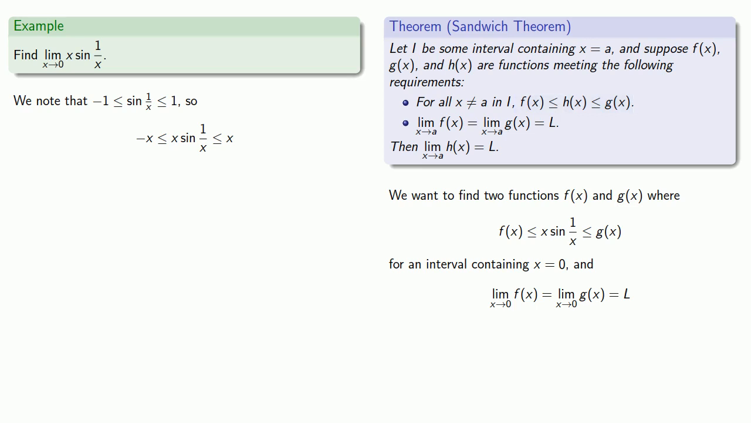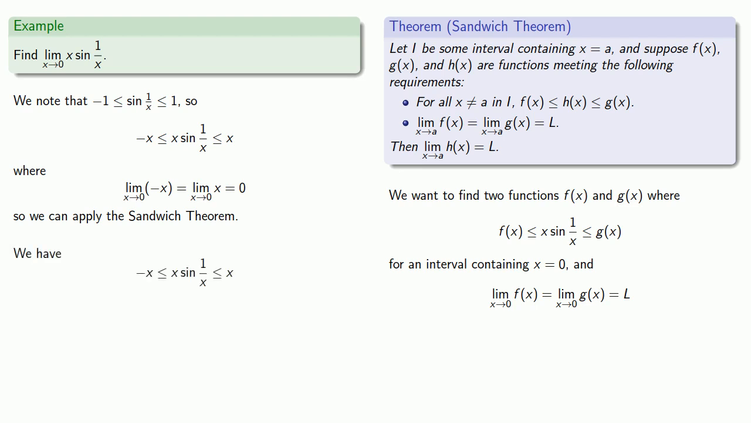But this sandwich is only useful if the limits of the two functions are the same. And here we happen to be in luck, because the limit as x approaches 0 of -x and the limit as x approaches 0 of x are both equal to 0, and so we can apply the sandwich theorem. And so we can put it all together.